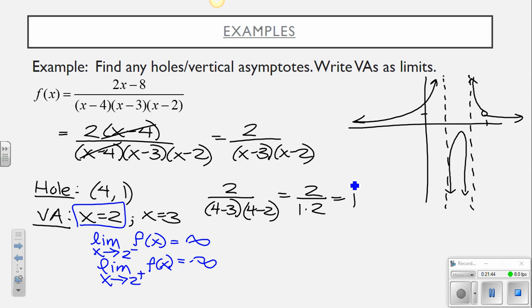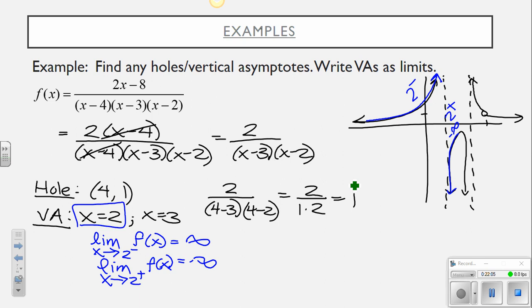So I was talking about approaching 2 from the left, going to infinity. So this is 2 from the left. And then from the right, notice that's negative infinity for 2 from the right. You guys see that? Yes?